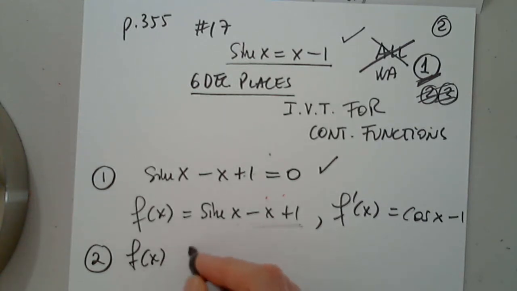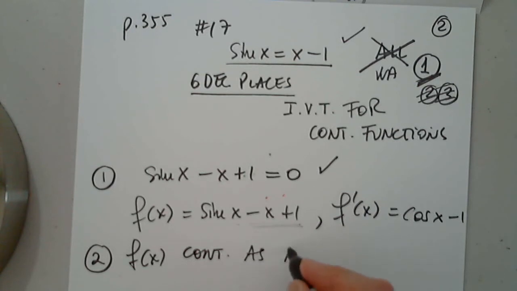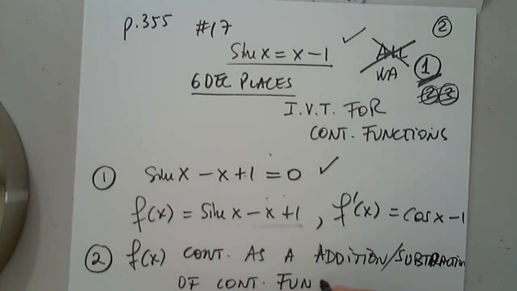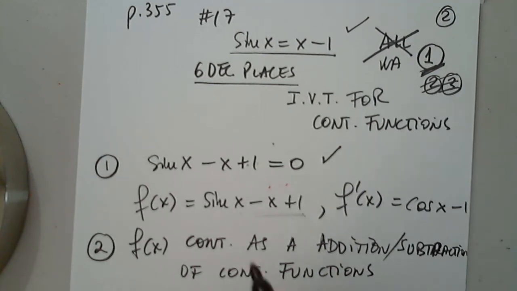so f of x is continuous as an addition, subtraction of continuous functions. That's good enough. We know sine is continuous everywhere. We know this is continuous everywhere. Next, I put it in the graphing calculator. So we have sine x and then minus x plus 1.